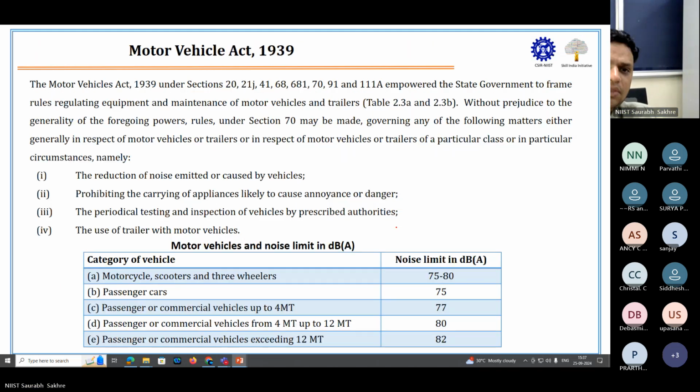Okay. Then there is the Motor Vehicles Act of 1939. It prescribes noise limits for different types of vehicles like motorcycle, scooter, and three-wheelers. It should be within 75 to 80. Passenger car 75. Passenger or commercial vehicle up to 4 metric ton 77. 4 metric ton to 12, 80, and above 12 metric ton 82.